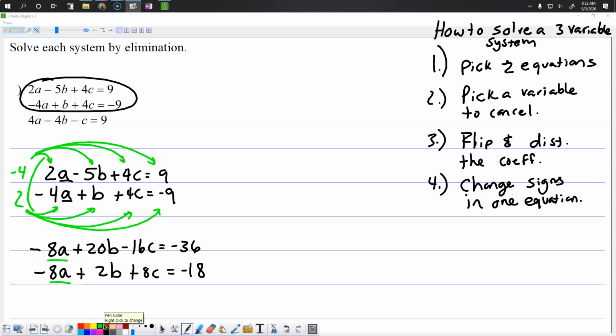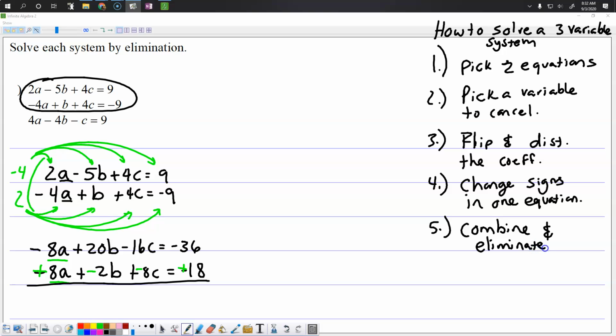So I'm going to go through and change all the signs in one of these equations. I'm going to make this a positive 8 now. I'm going to make this a negative 2, a negative 8, and a positive 18. After that, we move on to the next step, which is to add the equations together or combine the equations. At this point, you should end up eliminating the variable that you wanted to get rid of. Notice that since the A's have the same number but opposite signs, when I combine these together, they cancel each other out. But we have to combine everything together.